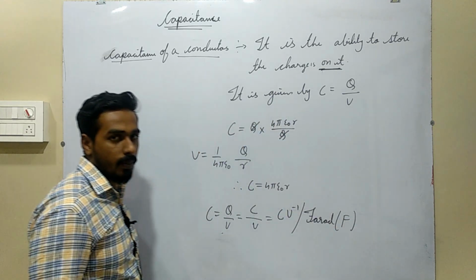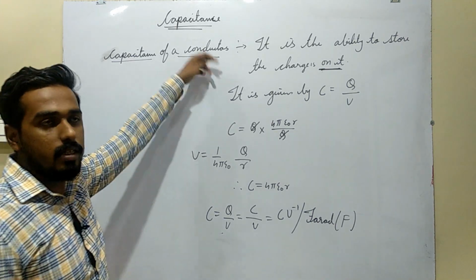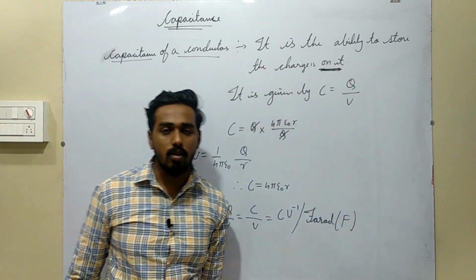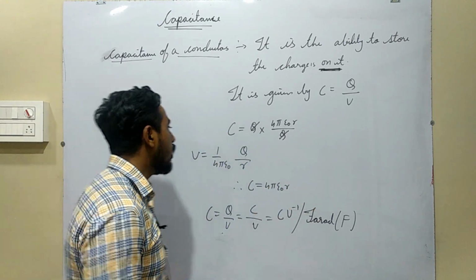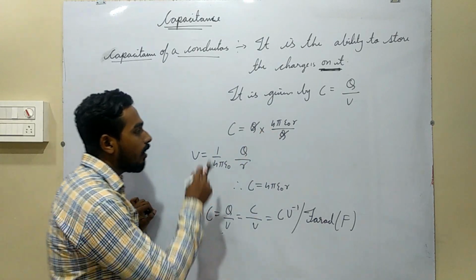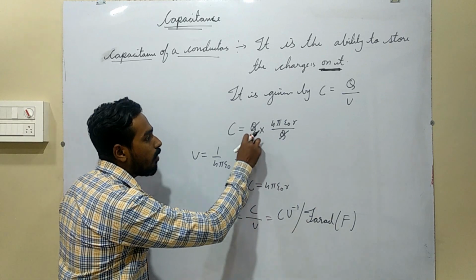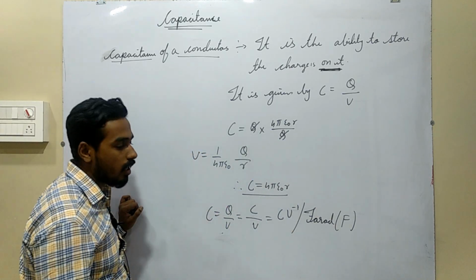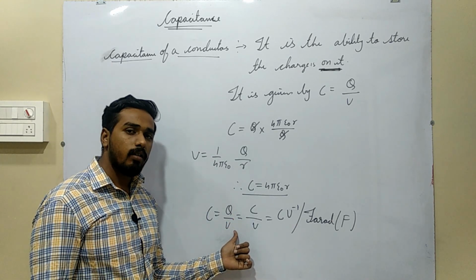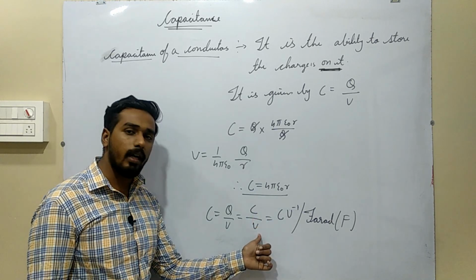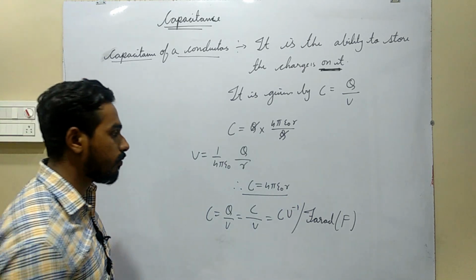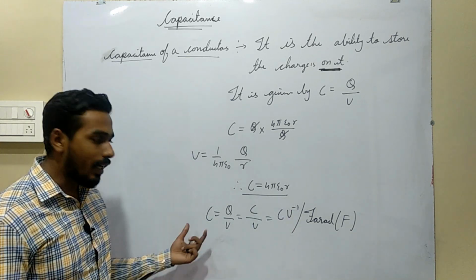denoted by capital F. Once again I will revise it. Capacitance of a conductor is defined as the ability to store charges on it. This 'on it' is very important. Next, it is given by C is equal to Q by V, that is charge divided by potential difference. Now C is equal to Q into the V value, which is 1 by 4 pi epsilon naught Q by R. When we take the reciprocal and write, we get Q into 4 pi epsilon naught R divided by Q. Here Q and Q get cancelled, leaving only C is equal to 4 pi epsilon naught R. The SI unit of capacitance is farad, that is charge by potential difference, coulomb divided by volt. Therefore the SI unit of capacitance is farad.